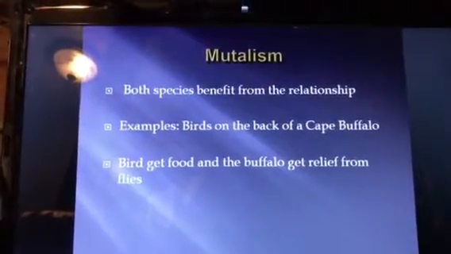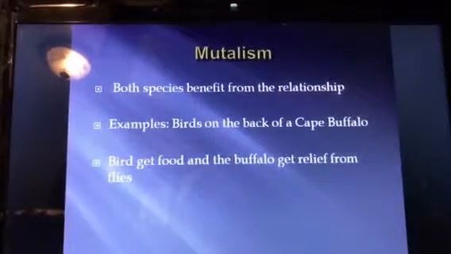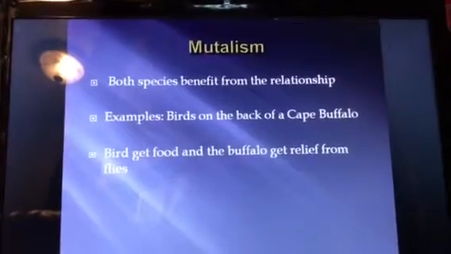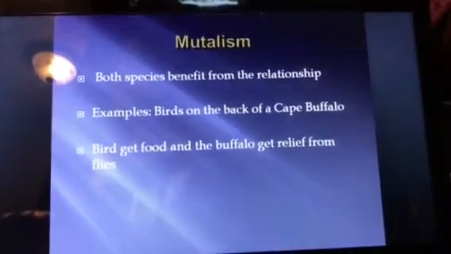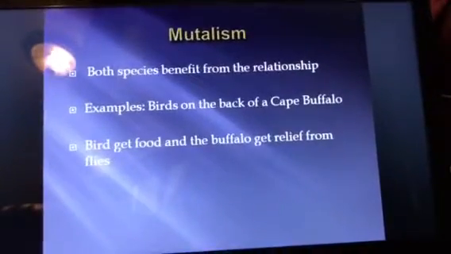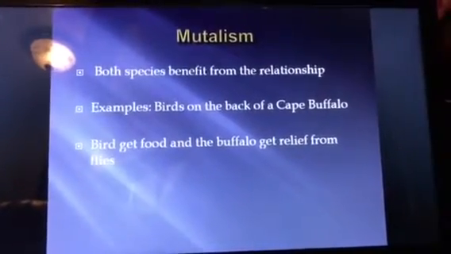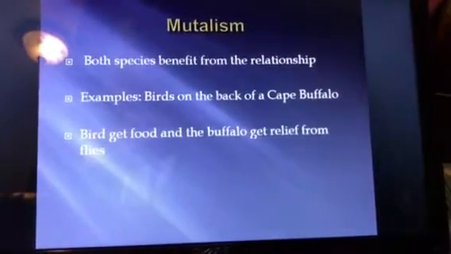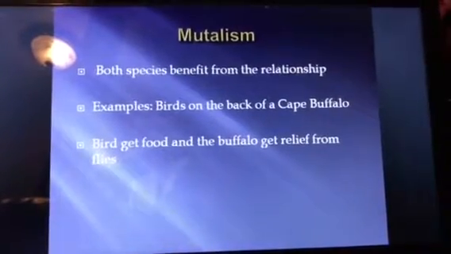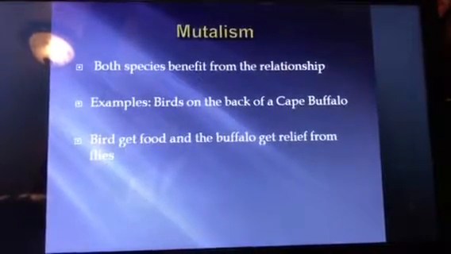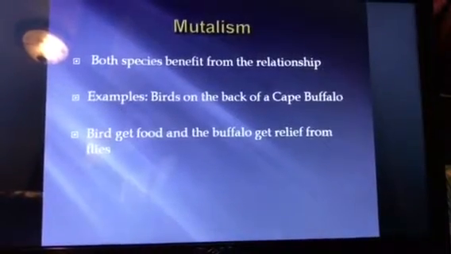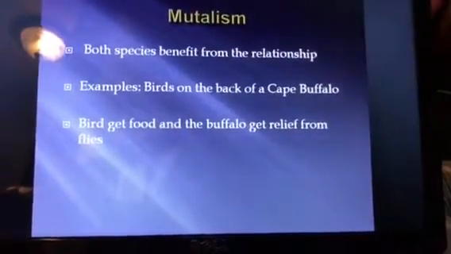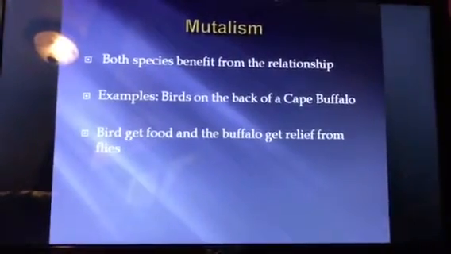Well, another type of relationship might be mutualism rather than animals preying on other animals. Both species here benefit from the relationship. So an example would be birds on the back of the buffalo eating insects. The birds are gaining their nutrients, their energy from the insects, while the buffalo is being relieved from having those insects, those flies on it. So we can see something similar like that around here with cattle and cowbirds. And then I've even seen some birds on deer before.